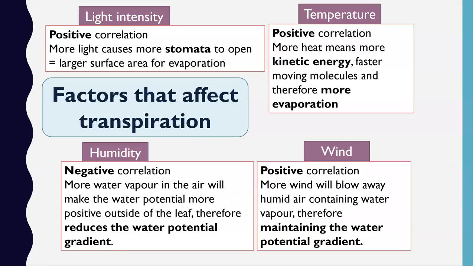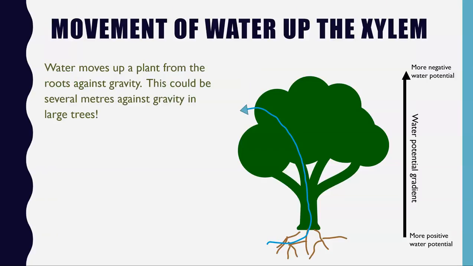Wind is the opposite idea, and this is why you have a positive correlation. The more windy it is, the faster the rate. And that's because wind or air movements will carry away the water vapour that is in the air surrounding the leaf. And if you don't have that saturated air anymore, you've maintained the water potential gradient, and therefore more water can evaporate out. So that's transpiration, but the next idea is the cohesion tension theory.